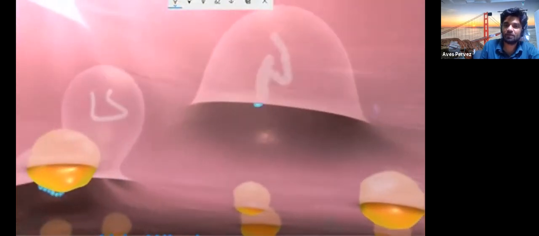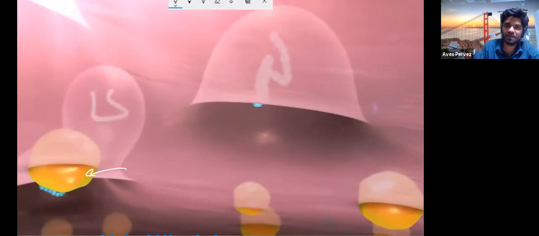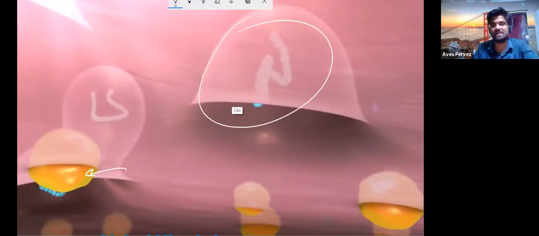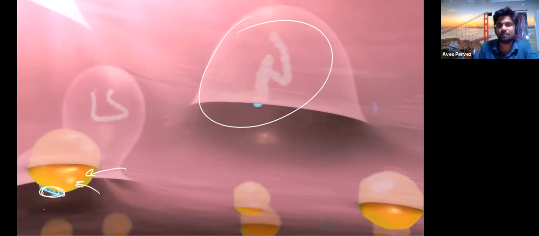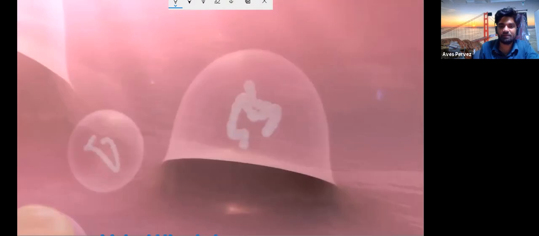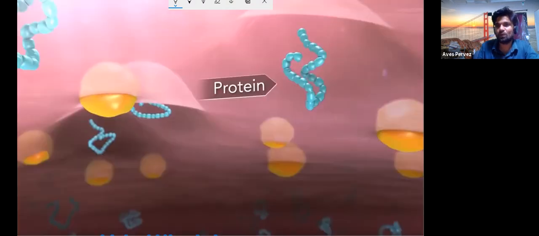You will see that the protein that is being synthesized here by the ribosome, this is the protein molecule, is being converted into a ball-like structure called a vesicle. This packaging is done by the endoplasmic reticulum, to which the ribosomes are attached. They are synthesizing the protein, and you find here that this protein molecule is being packed by the endoplasmic reticulum in the form of ball-like structures called vesicles.